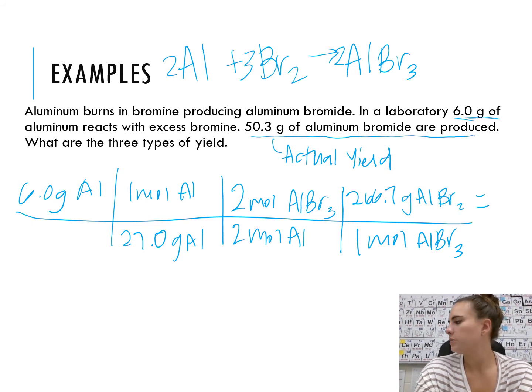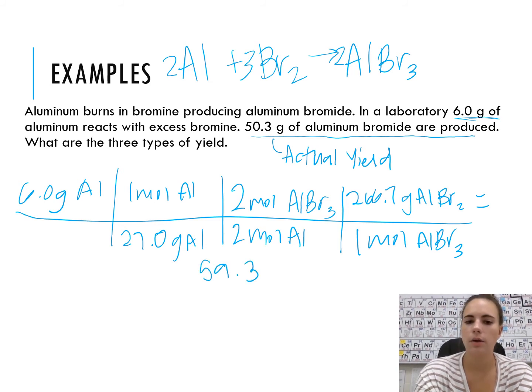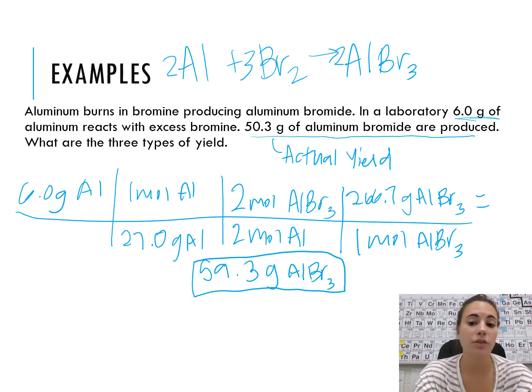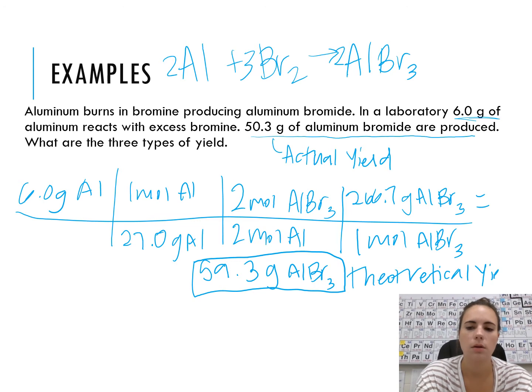When I multiply across the top and divide by the bottom, I get 59.3 grams of aluminum bromide. So with stoichiometry, I calculated that I could theoretically produce 59.3 grams. So this is my theoretical yield.